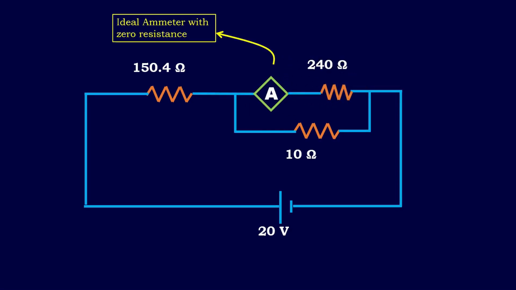Let's start by breaking the ammeter into 2 parts. First, an ideal ammeter. This has 0 resistance and simply measures current. Second, the internal resistance of the ammeter. In this case, it is 240 ohms. So effectively, we replace the ammeter with an ideal ammeter in series with a 240 ohm resistor.